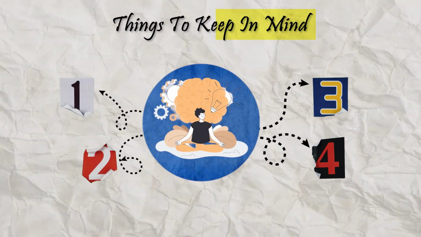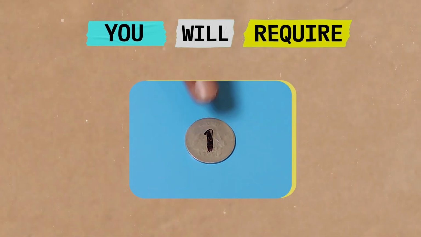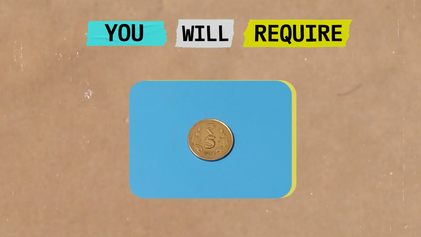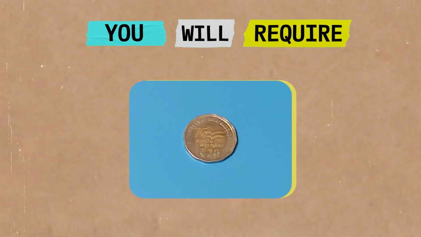Earlier we have learnt about notes. Today we learn about coins. Before starting the activity, we need to keep these things in mind. Coins of 1 rupee, 2 rupee, 5 rupee, 10 rupee, 20 rupee are required.